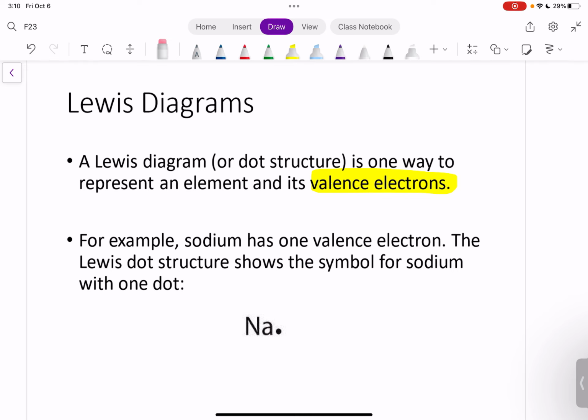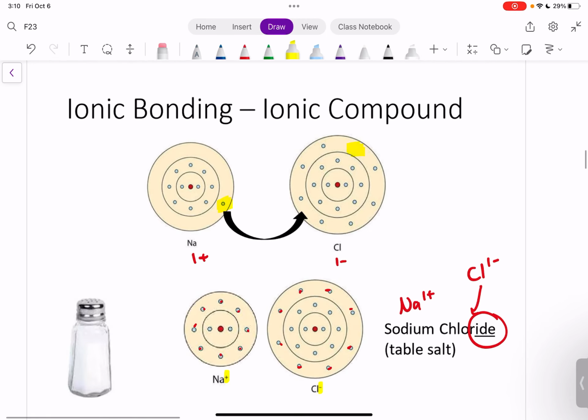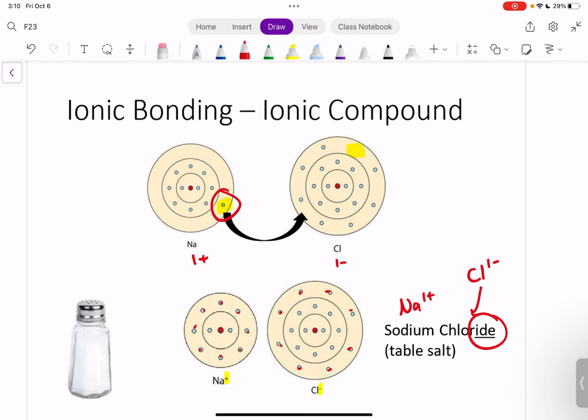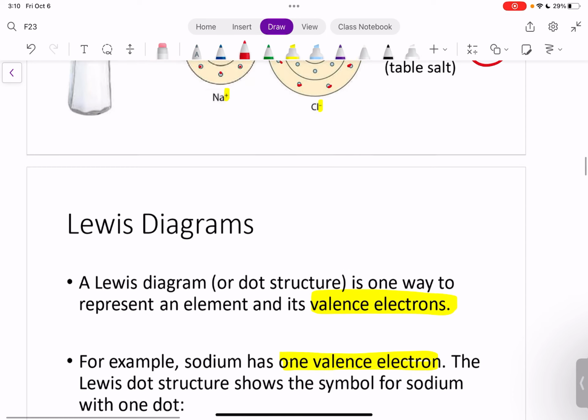So when we look at that sodium, while we care about the first 10 electrons, we really care a lot more about the valence electron. Those valence electrons, like I said, are the ones that are participating in bonding. And we just saw that up here: that valence electron is the one that sodium gives to chlorine. That valence electron is the one that's responsible for bonding. So that's the one that we really want to represent.